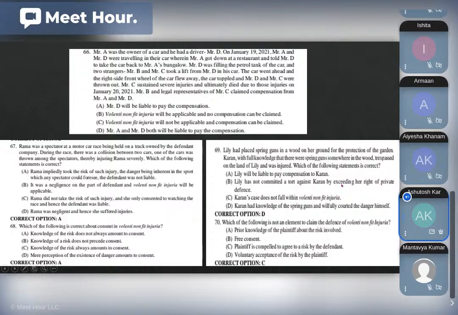See, here exceeding her right of private defense, ये सारी चीजें अलग defenses हैं torts पे. यहाँ पे the passage does not deal with them. We should not get blindsided or sidetracked.